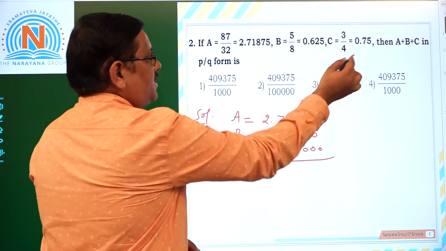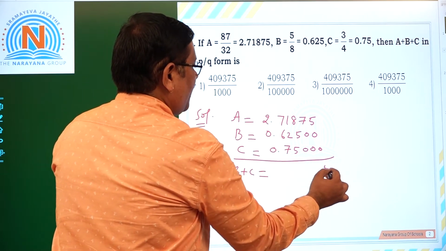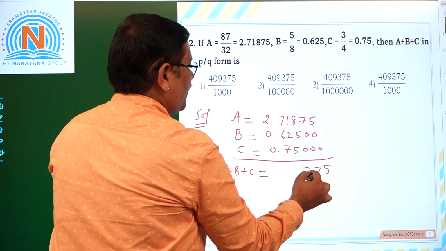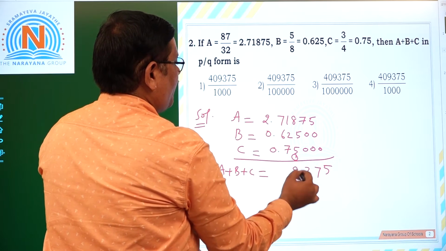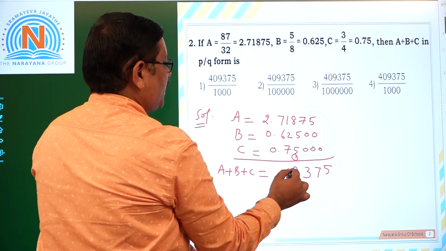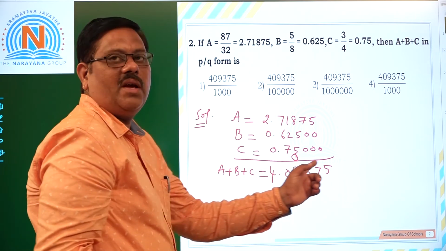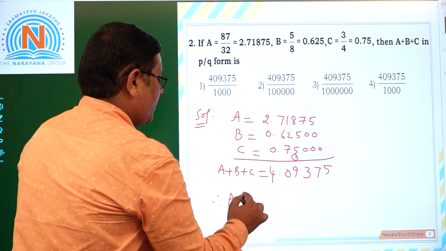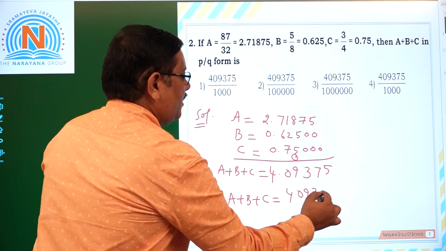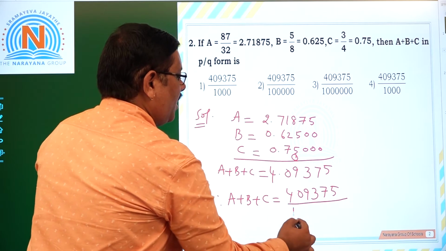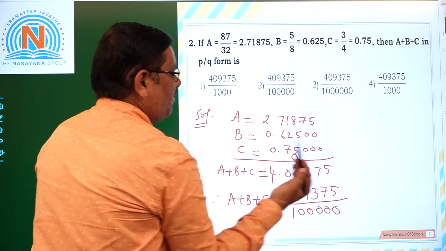Let us add up, because he is asking for the A plus B plus C value. A plus B plus C is going to be, this is 5, this is 7, 8 plus 5, 13, 1; 1 plus 5, 6, 6 plus 2, 8, 8 plus 1, 9; and here it is 7 plus 7, 14 plus 6, that is 20. So this is 4.09375. That is the value of A plus B plus C. Therefore, if you want to express A plus B plus C in rational form, it is going to be 4.09375 upon 1 after how many decimal places? 5 we have. So 1, 2, 3, 4, 5. 5 zeros we have to place.